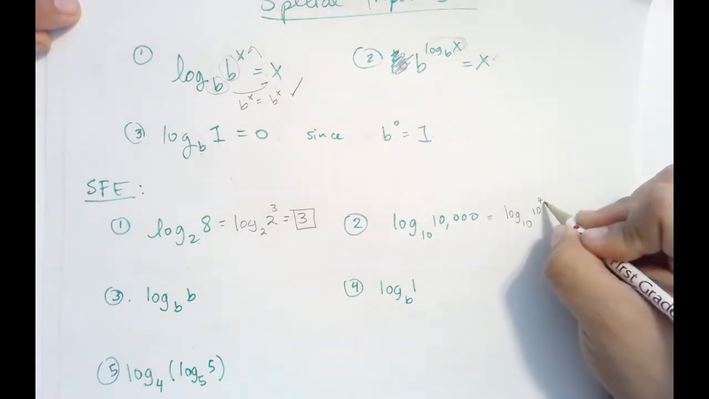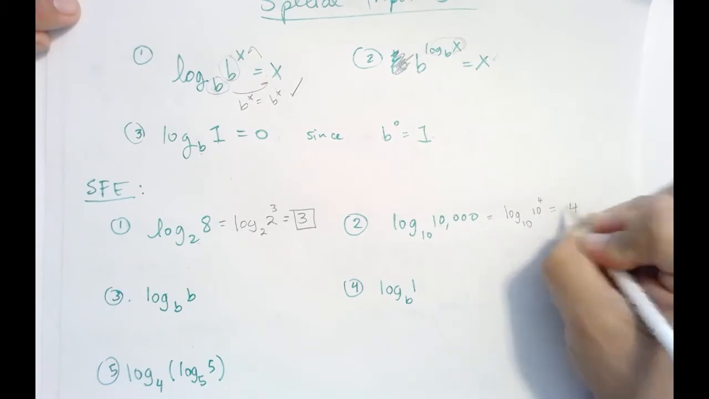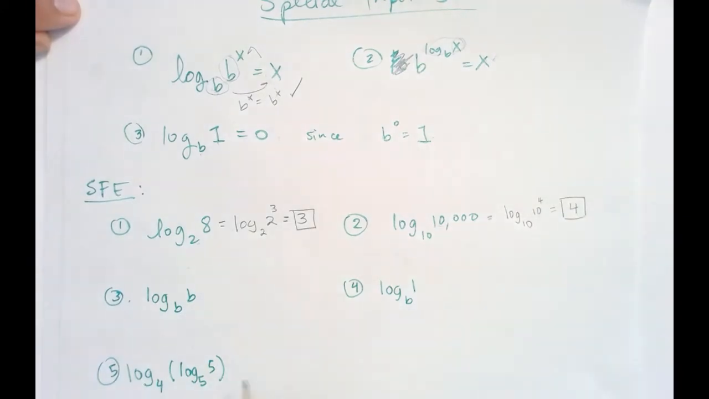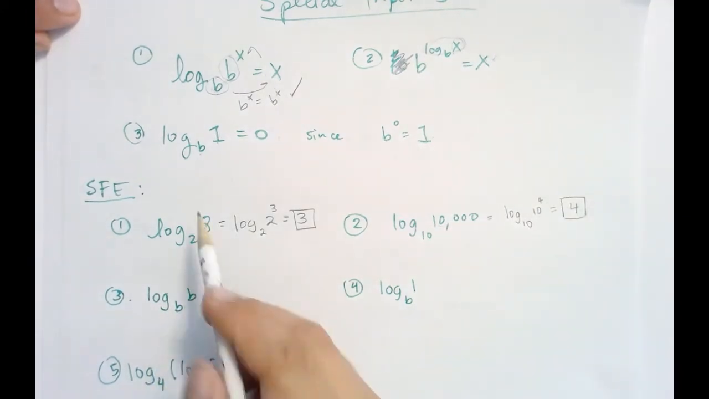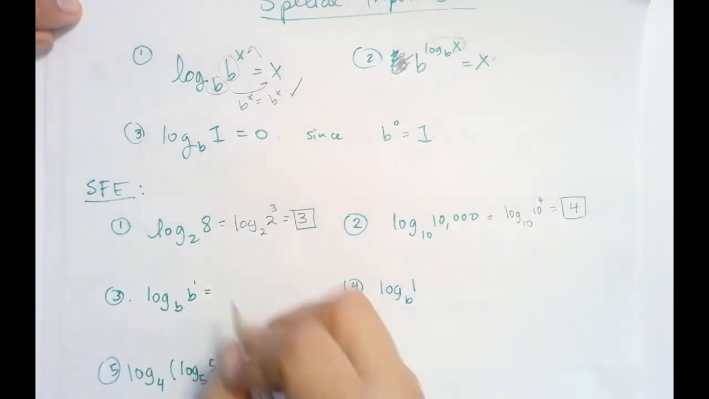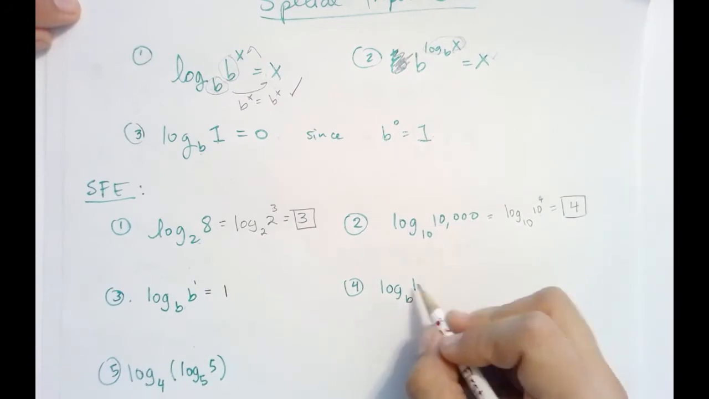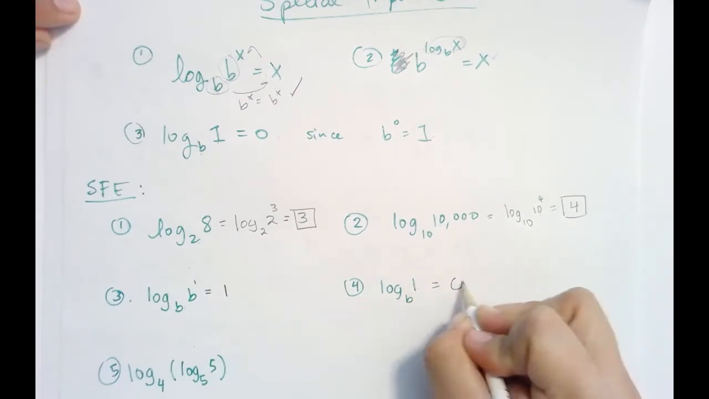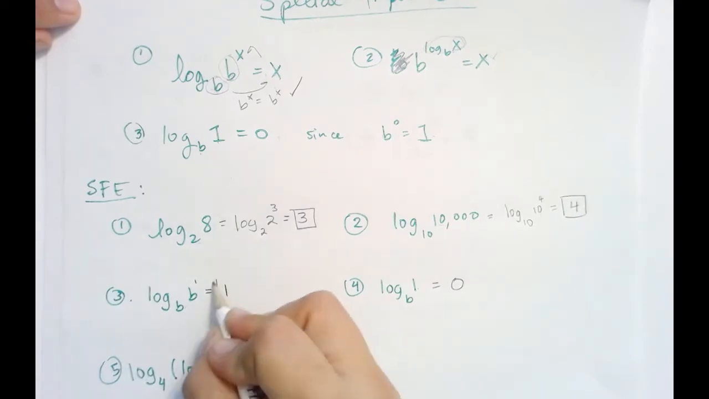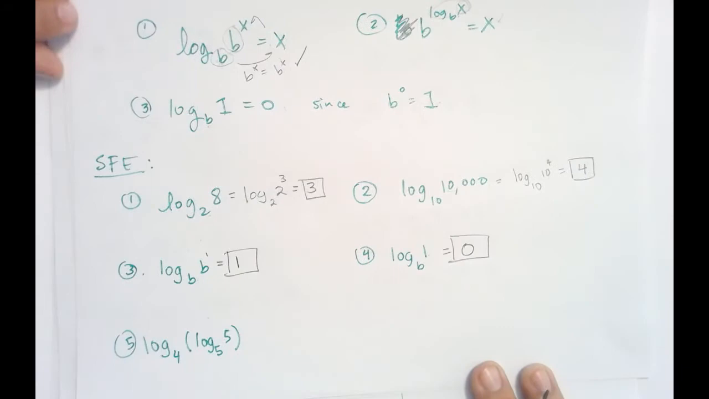So since I can rewrite 10,000 as 10 to the 4th, I can say that this is finally equal to 4, okay? So log base b of b, since they're the same, b has a power of 1 when there's nothing there, so this is just equal to 1. And then, of course, we said earlier that any log of 1 of any base is going to be 0. Okay, so these are some examples of using the special properties.